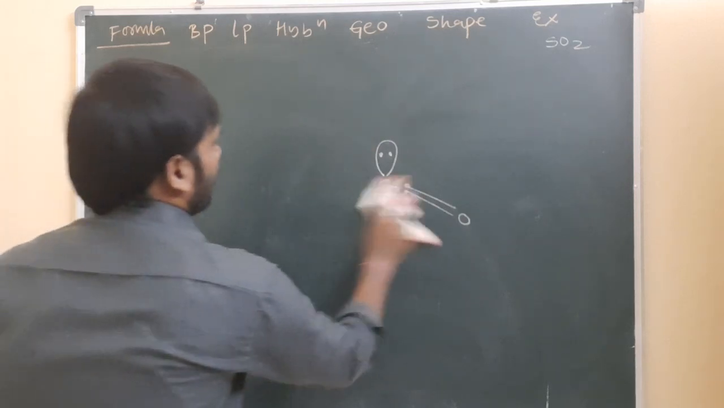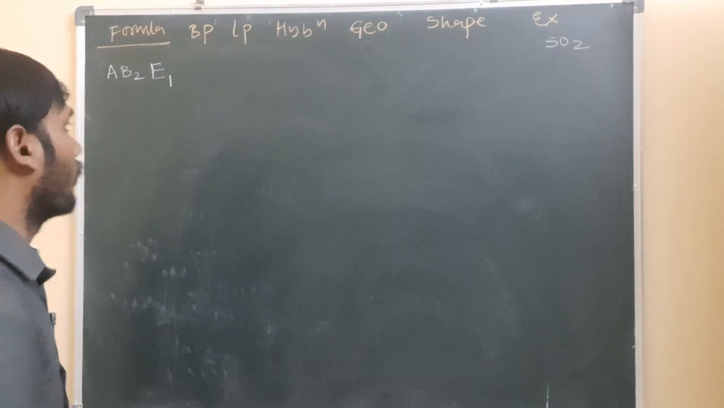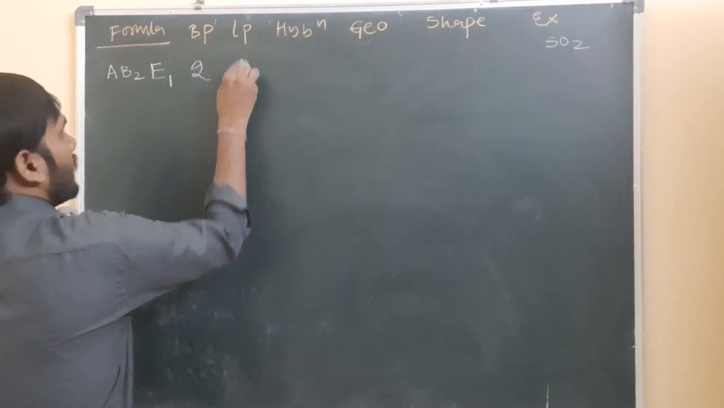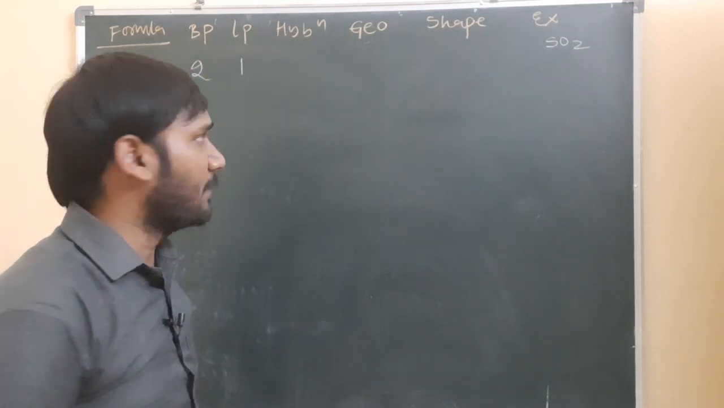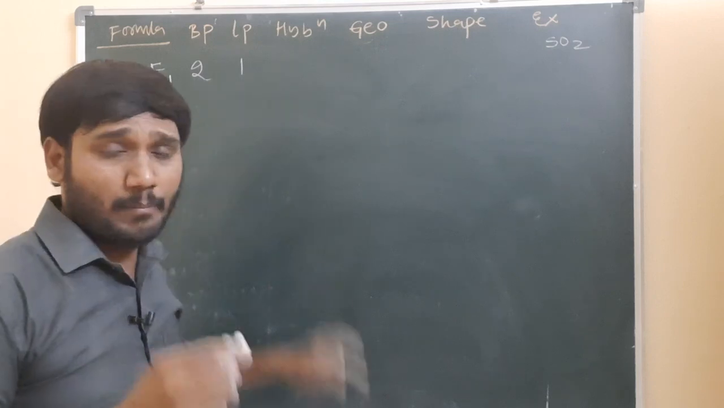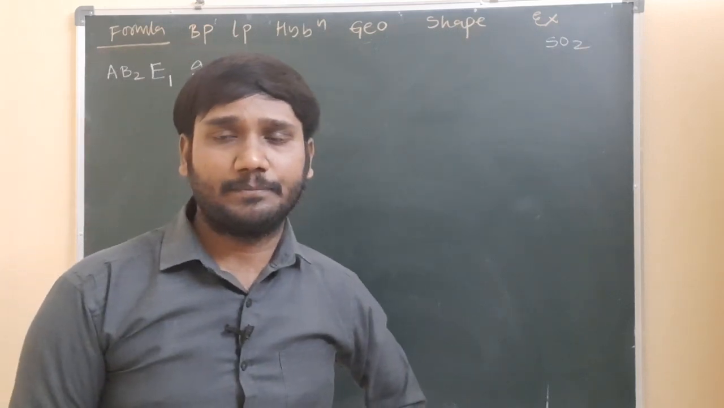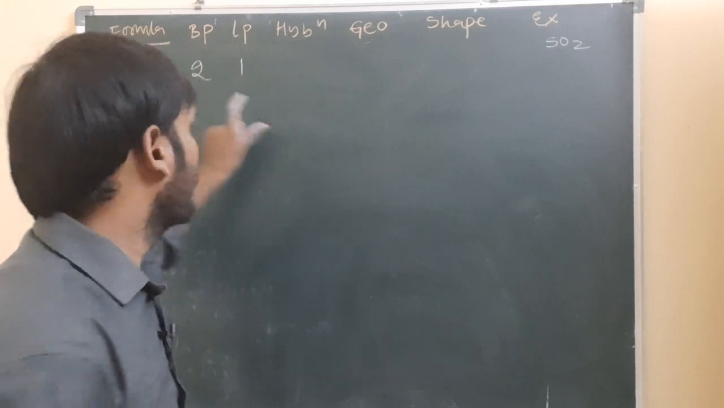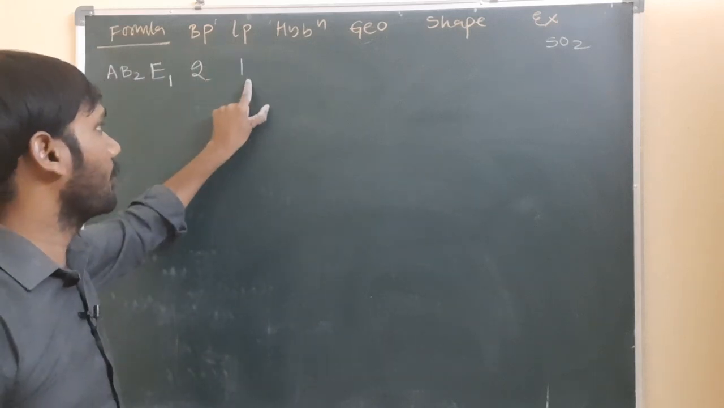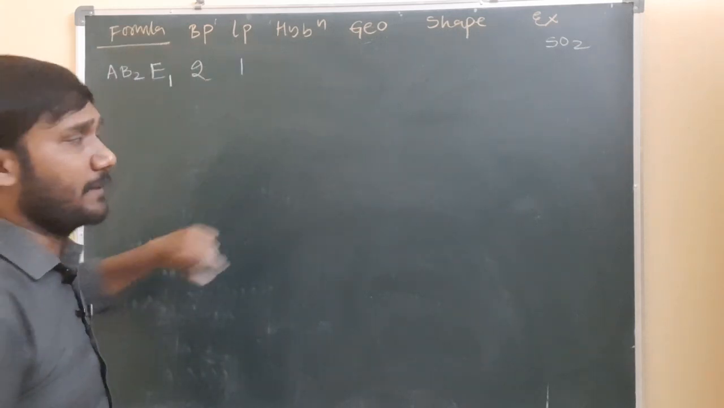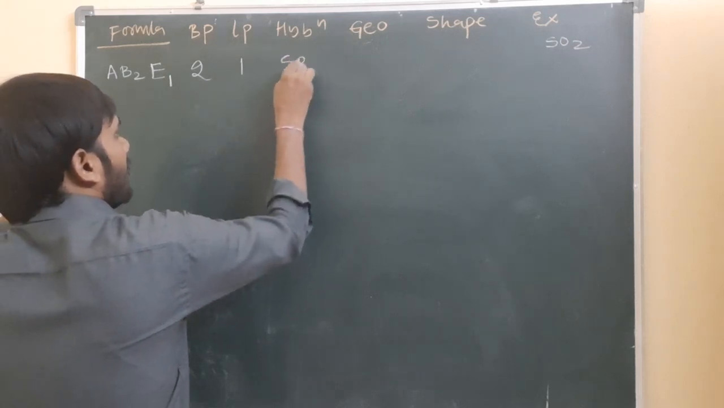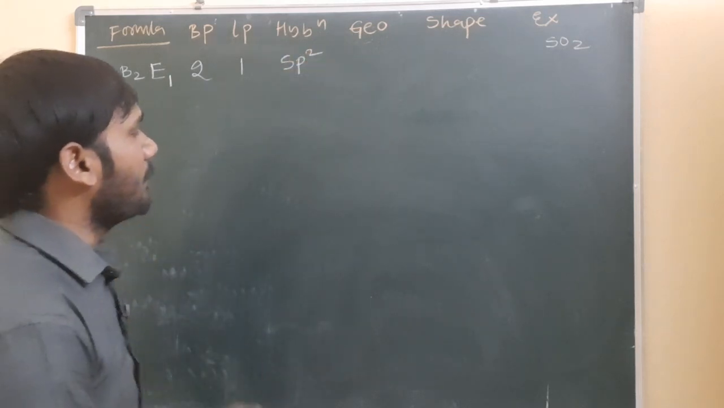Now we have to discuss here: 2 bond pairs, 1 lone pair. Hybridization involves the number of lone pairs plus the number of bond pairs, that is, sigma bonded electrons. How many bond pairs here? 2. How many lone pairs? 1. 2 plus 1 is 3. So 3 means the hybridization is sp2.